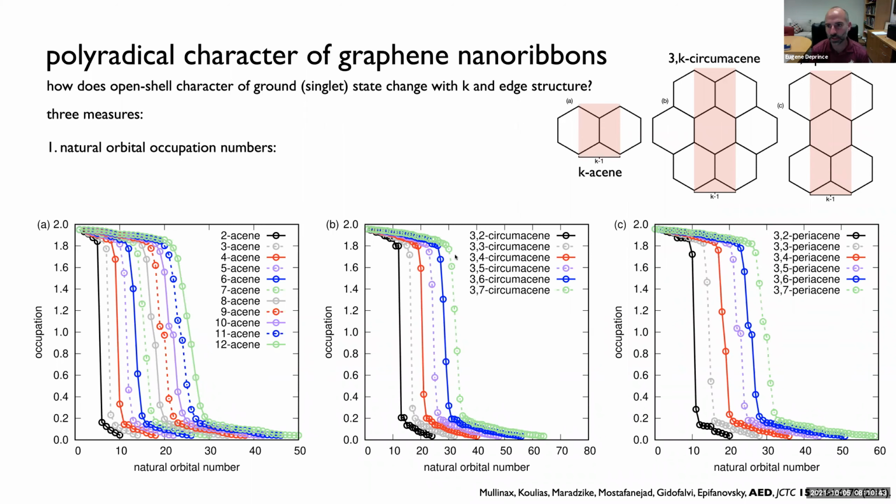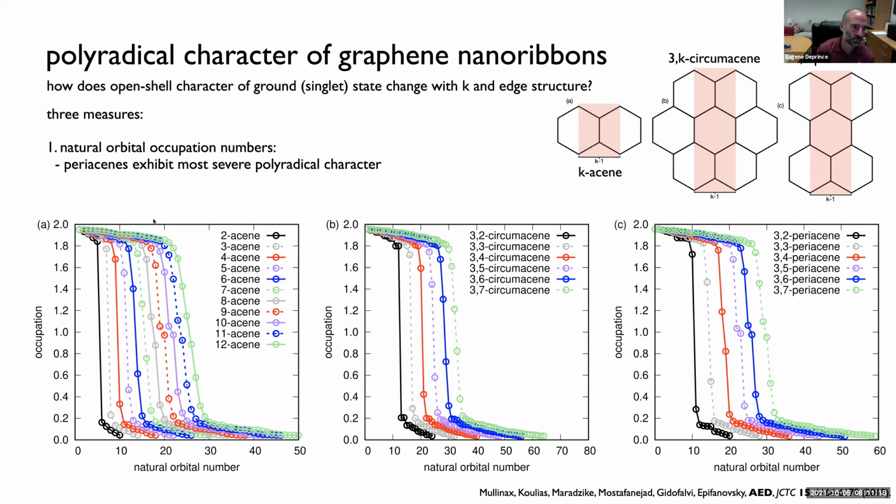We see basically the same thing in the circumacenes and periacenes. The onset of polyradical character is very similar for the circumacenes, out around 3,7 circumacene. That's a pretty similar degree of polyradical character to what we have here for just 7 acene. But the periacenes behave very differently. They become polyradicals much more rapidly, and I should say the singlet biradical character emerges all the way by only 3,5 periacene.